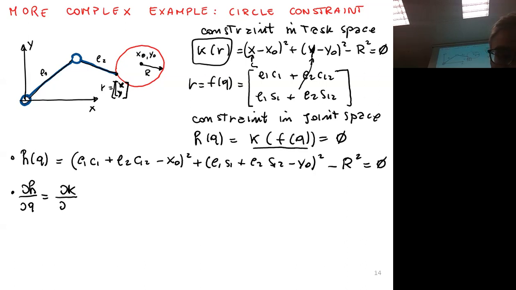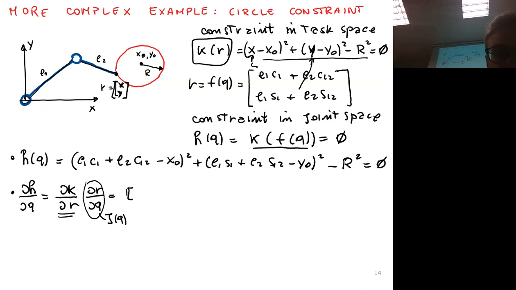We have a composed function. We have the derivative of h with respect to r, and then we have the derivative of r with respect to q. Now, what is the derivative of r with respect to q? So this, we know already, is the Jacobian. And for the derivative of h with respect to r, we look at this and we differentiate with respect to the x and y variable to simplify.